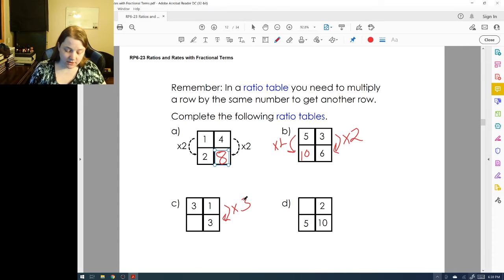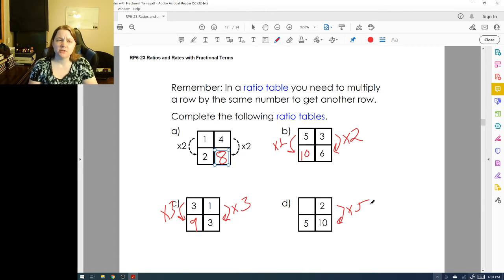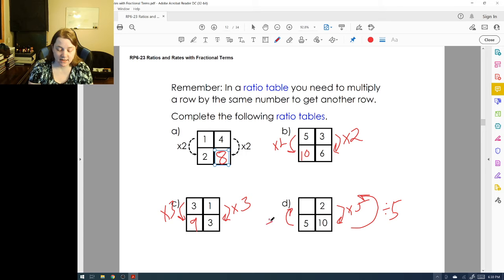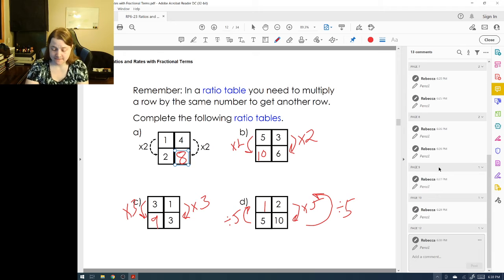1 times 3 gets us 3, so 3 times 3 is 9. 2 times 5 gets us 10. But I can't multiply a number to get to 5. I have to think about what would I do to go backwards. So instead of multiplying by 5, I'm going to end up dividing by 5. So I'm also going to divide by 5 over here. 5 divided by 5 is 1. That one's a little bit tricky. You gotta be careful on that.